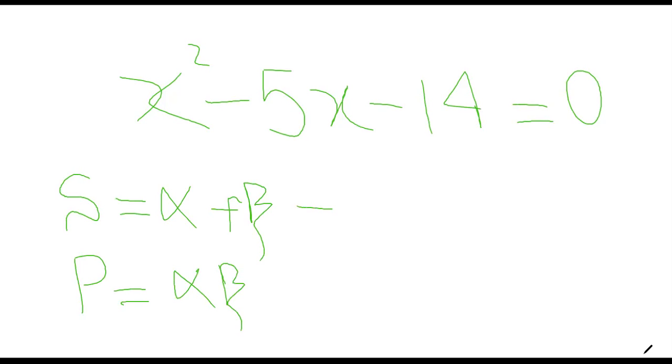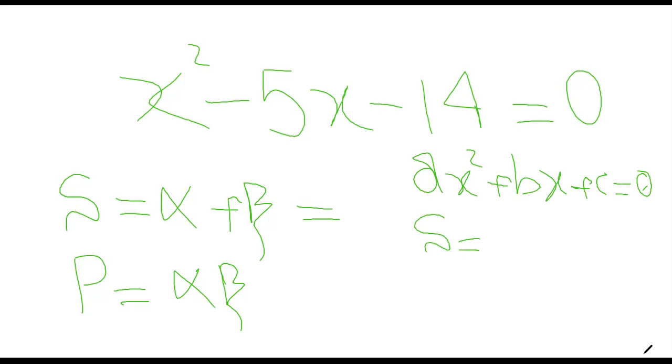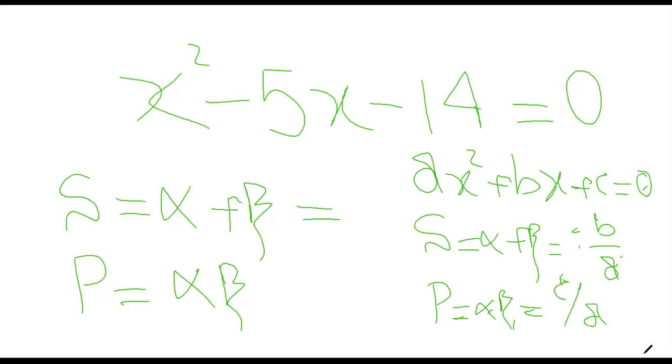If this type of equation is given, ax square plus bx plus c is equal to 0, then the sum of the roots, if alpha and beta are the roots, alpha plus beta is equal to minus b over a, and the product, that is alpha beta, is c over a. So this is all about that. Can you recall that?